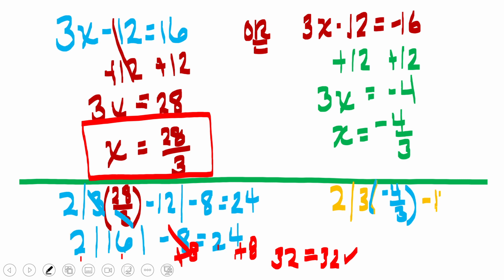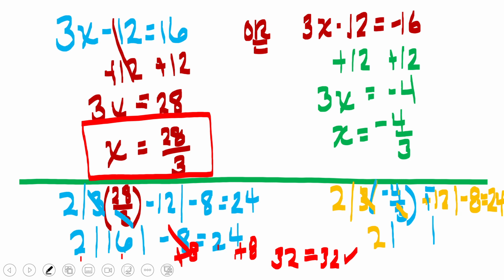2 times the absolute value of negative 12, minus 8 equals 24. Alright, 3 over 3 is the fractional form of 1. So now we have negative 4 minus 12 in the absolute value. That leaves us with 2 times the absolute value of, adding more opposite.